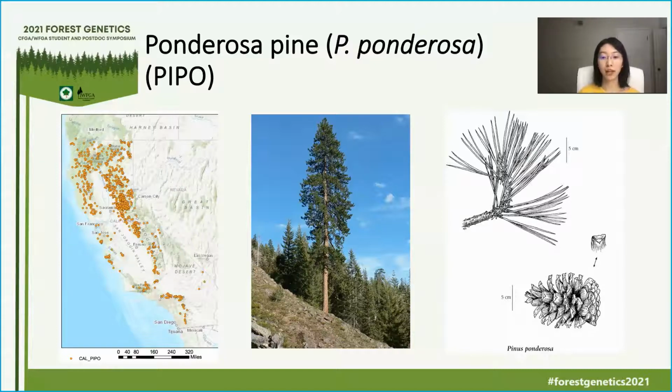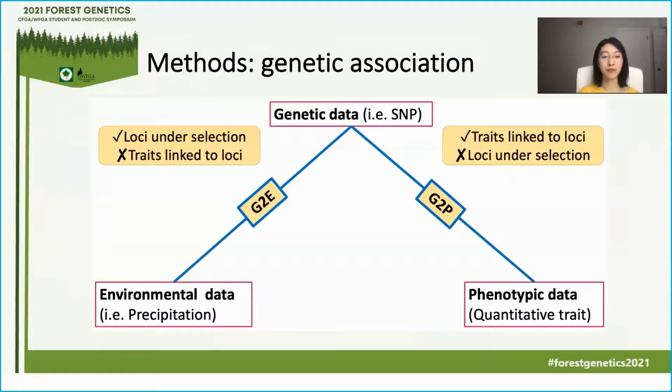Despite the importance of ponderosa pine, no previous study has investigated the genetic basis of drought tolerance in this species. We use two types of genetic association methods in this study. G2E, genotype to environment association, can be useful tools in the search for genetic loci responsible for local adaptation. However, the physiological traits that may be associated to the loci is unknown.